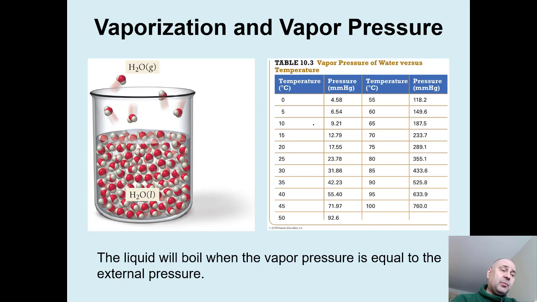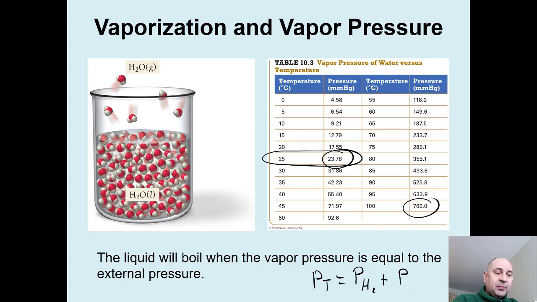And so we went to this chart here. Like if we collected at 25 degrees, we would take that external pressure, let's say it's 760 millimeters of mercury, that was the pressure we measured. We would subtract that 23.78, if you recall, to get to the pressure of just the hydrogen gas. And that's because of Dalton's law. Just a quick reminder here, the total pressure is equal to the pressure of the components, in this case the pressure of hydrogen plus the pressure of water.